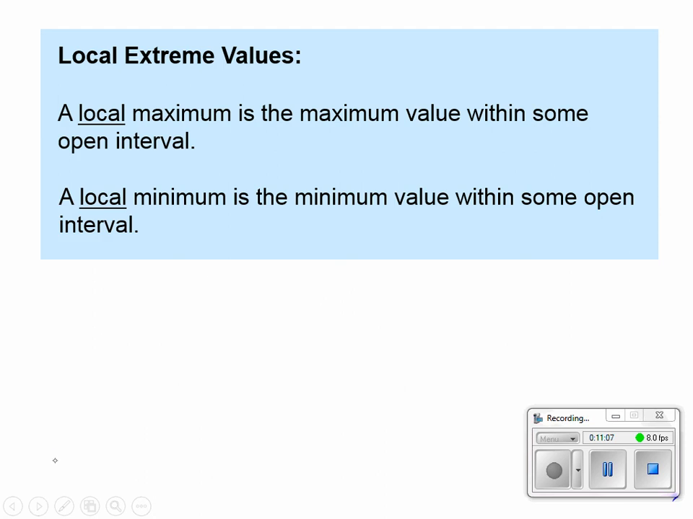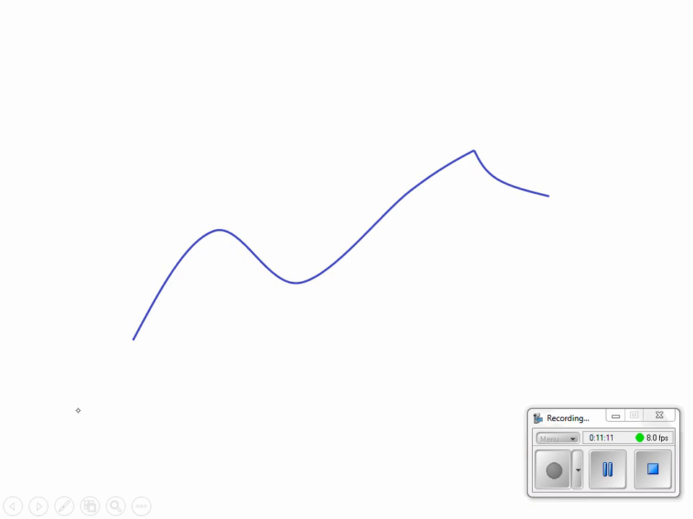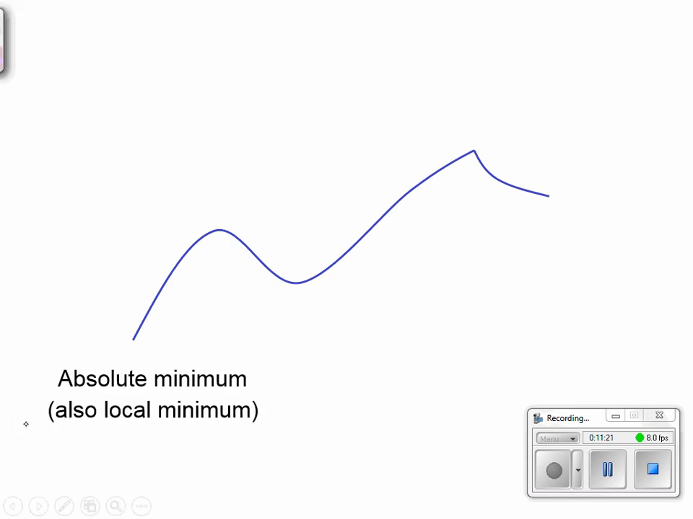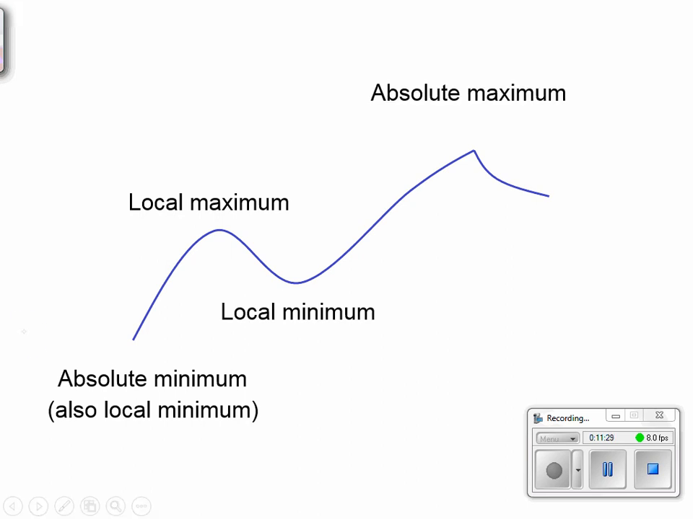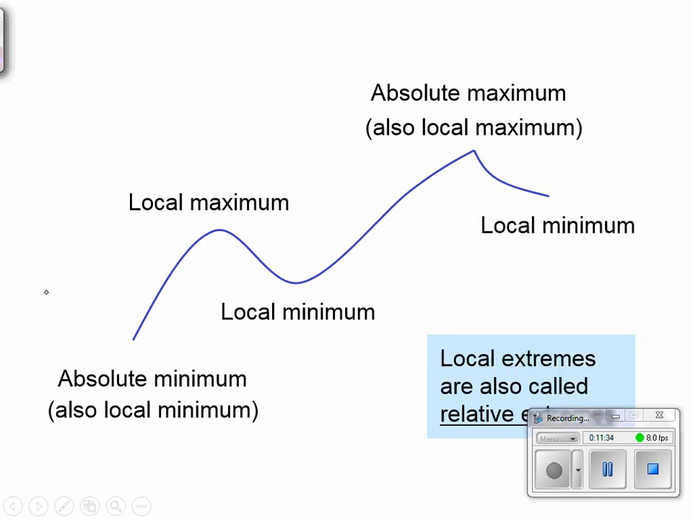Now, as far as local or relative extrema, we said that those can occur either where the derivative is 0 or where the derivative is undefined. And if it is an absolute maximum, it's also a local or relative one. We really use the word relative more than we use the word local, but you want to know both words for both.